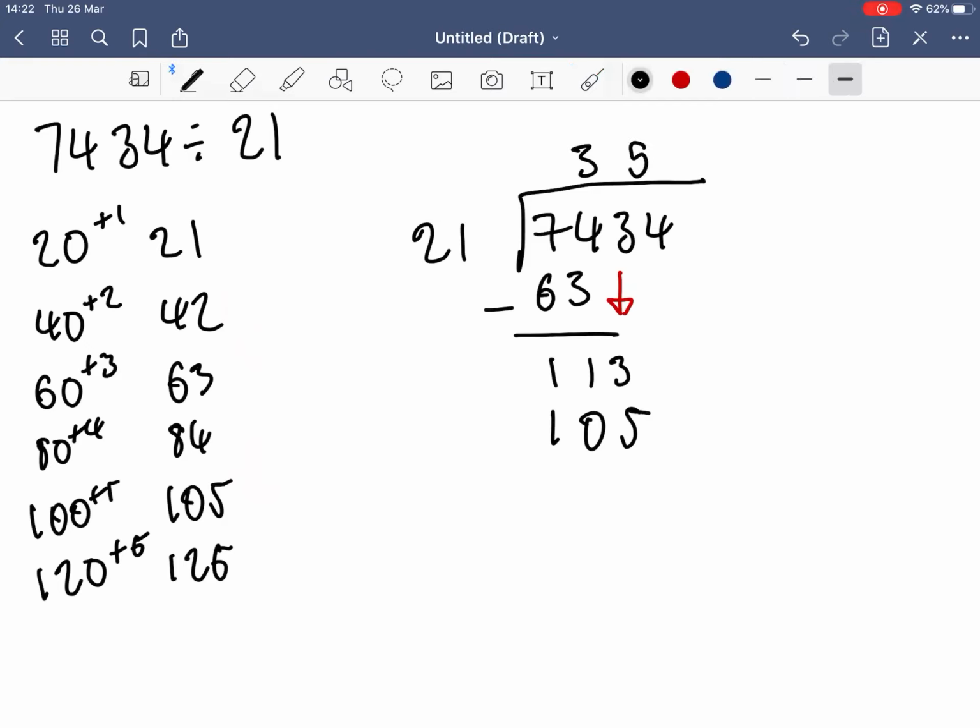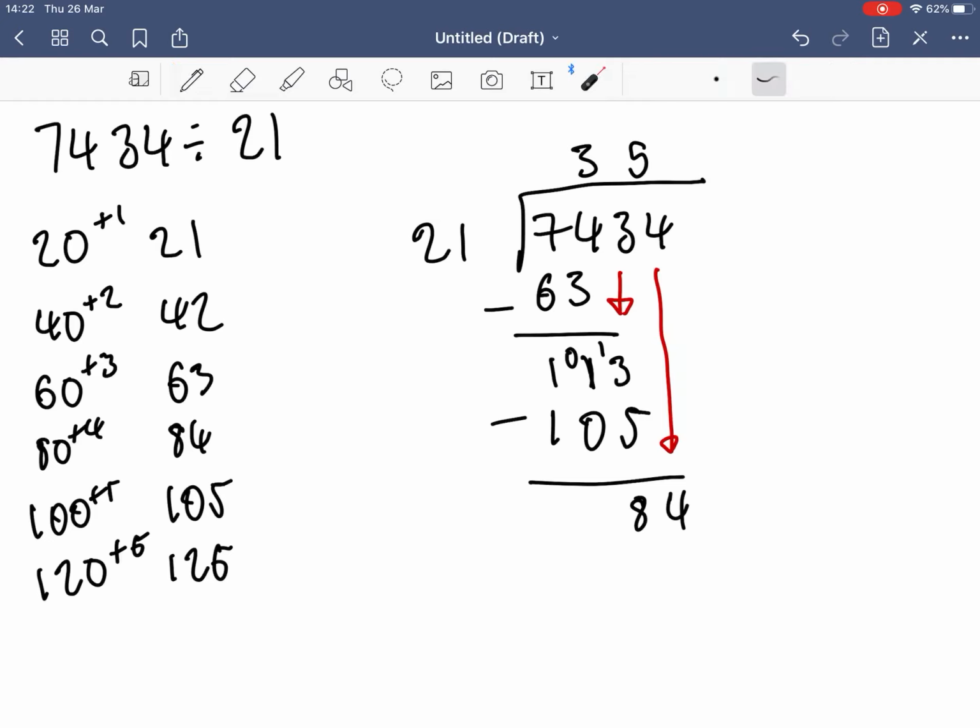Brilliant. Now, I need to do my subtraction. So 113 take away 105. 3 take away 5, I can't do. So I need to take this over. 13 take away 5 is 8. 0 take away 0 is nothing, 0. And 1 take away 1 is also nothing. So, if I've got a rubber, I can just get rid of these. They don't matter anymore. Now, don't forget, we need to drop that digit down because we've got 8 on its own. And we drop our 4 down here.